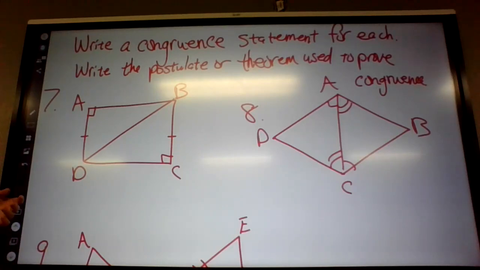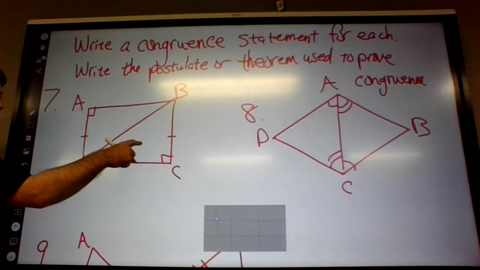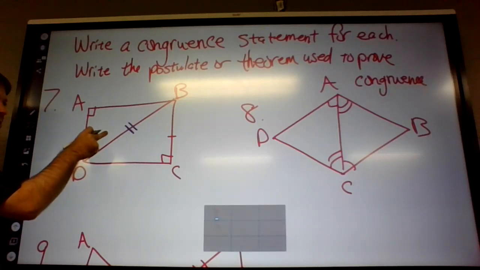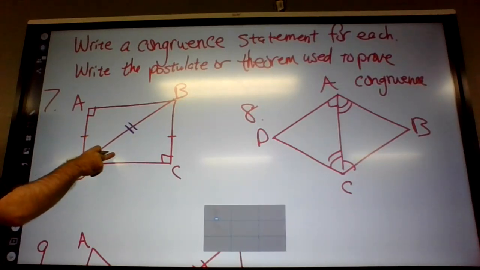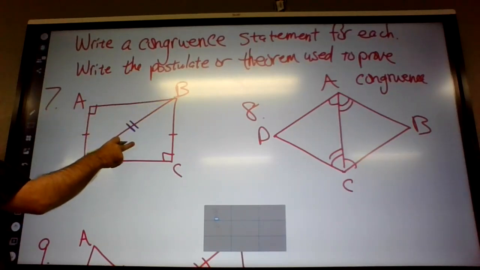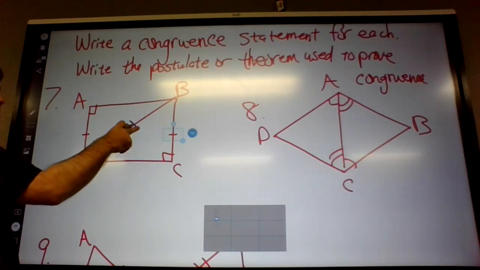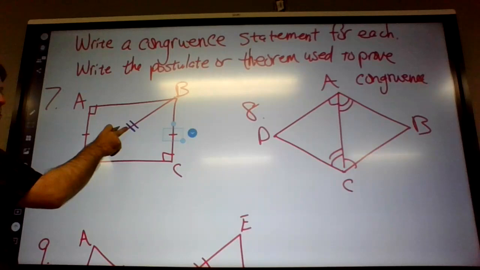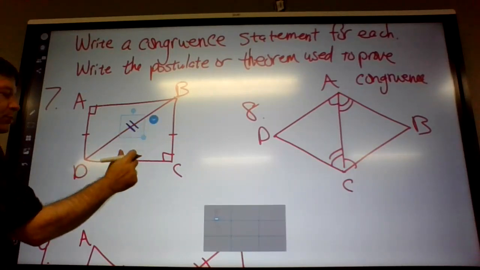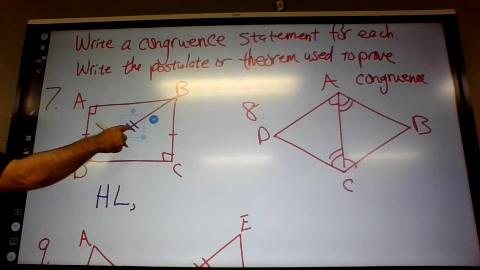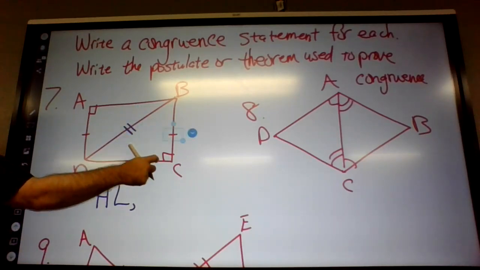Okay, so on number 7, what do we know is the same in these two triangles that they don't tell us? The right triangle. The side in the middle is the same in both triangles because it's the same side. Okay, so by which postulate or theorem are these two congruent? HL. Is side-angle one of them? No. But in a right triangle, hypotenuse-leg is one of them.